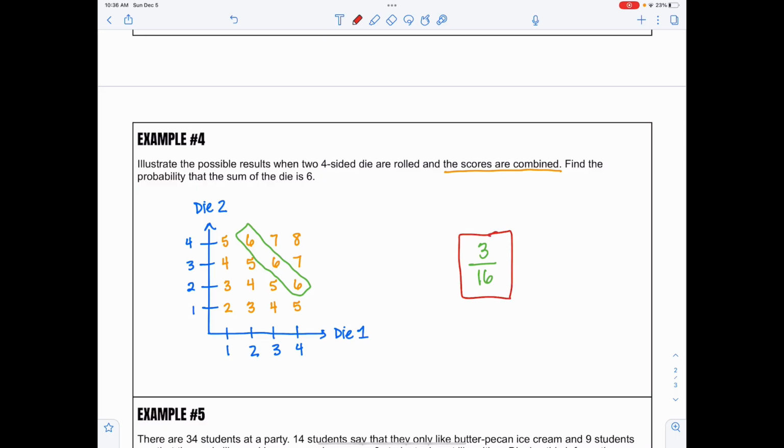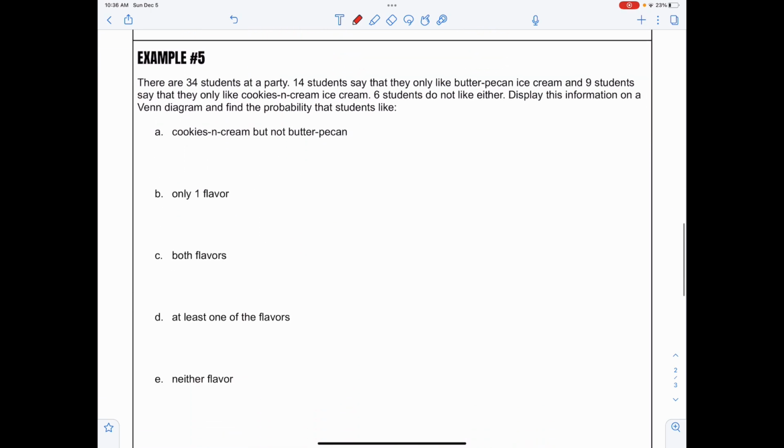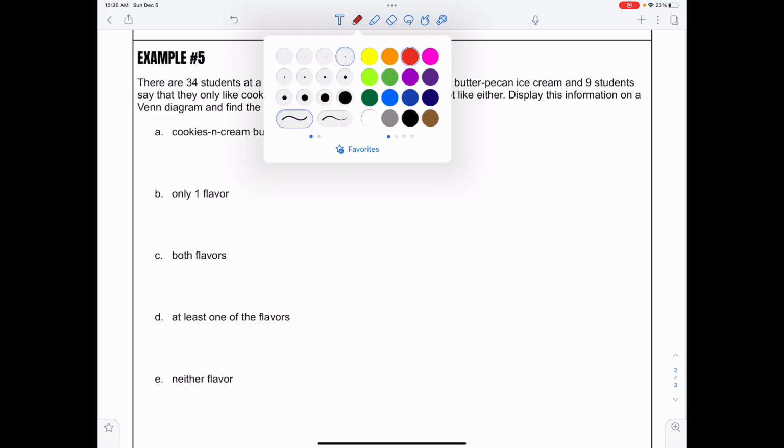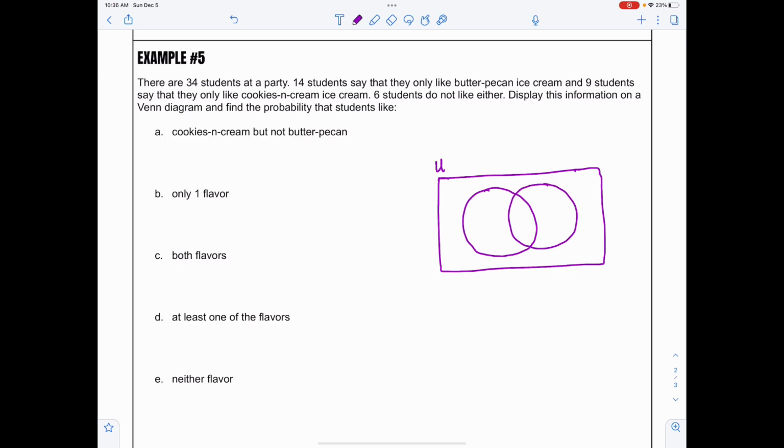All right, so let's look at number 5. There are 34 students at a party. 14 students say that they only like butter pecan ice cream, and 9 students say they only like cookies and cream ice cream. 6 students do not like either. Display this information on a Venn diagram and then use the Venn diagram to find the following probabilities. So if I were to draw a Venn diagram here, we draw a box for our universal set. We have butter pecan and cookies and cream.